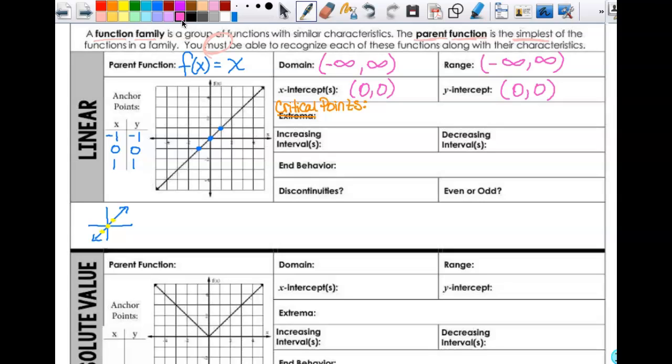So since this goes to negative infinity and infinity, there are no extrema. There's not a maximum or a minimum, and there's no point of inflection. So on this one, it's none.